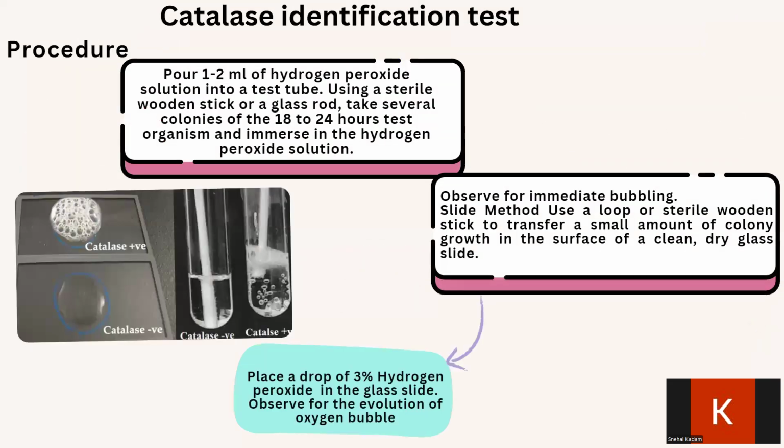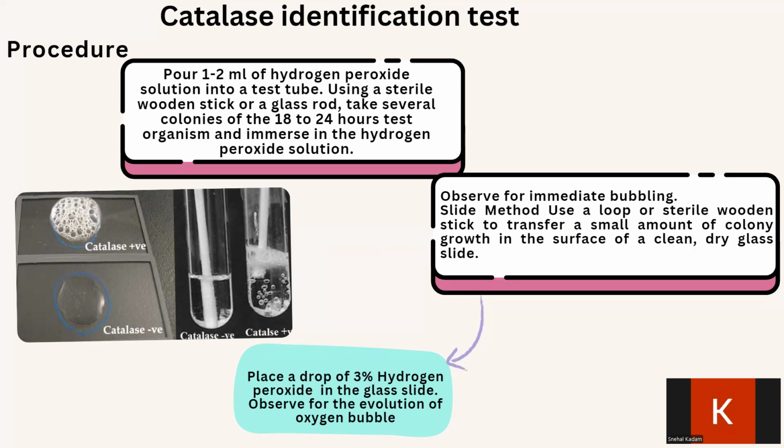Catalase identification test. These tests are performed to identify bacterial infection in an organism. Procedure. Pour 1 to 2 ml of hydrogen peroxide solution into a test tube. Using a sterile wooden stick or a glass rod, take several colonies of an 18 to 24 hour test organism and immerse them in the hydrogen peroxide solution. Observe for immediate bubbling.